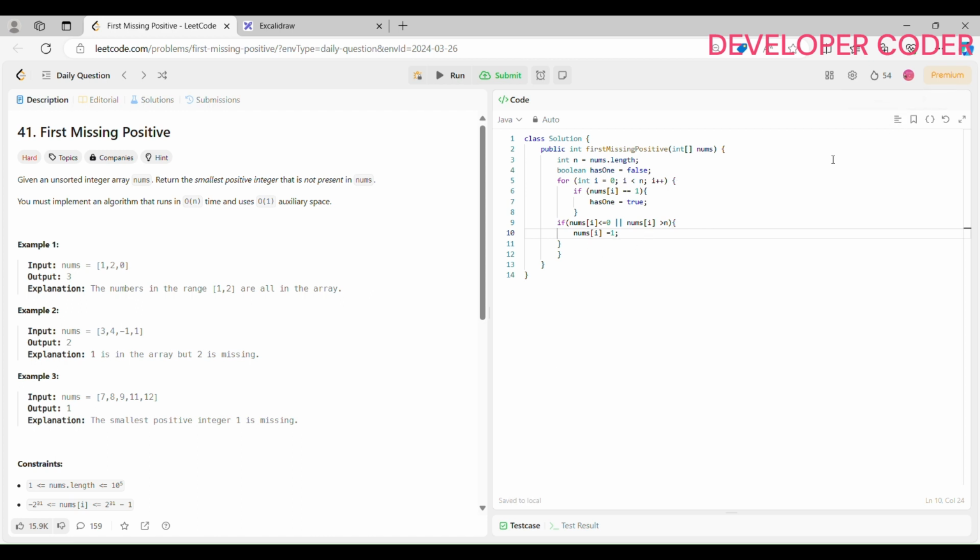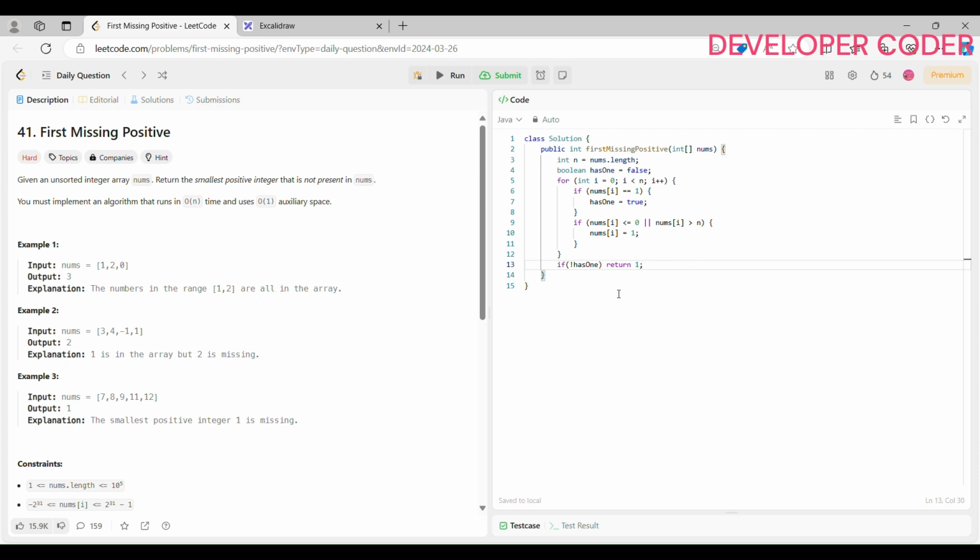So this is done. Now after that, I'm going to check if this one is not there. If not as one, if this one is not there, then in that case just return one. That's it. So this is done.